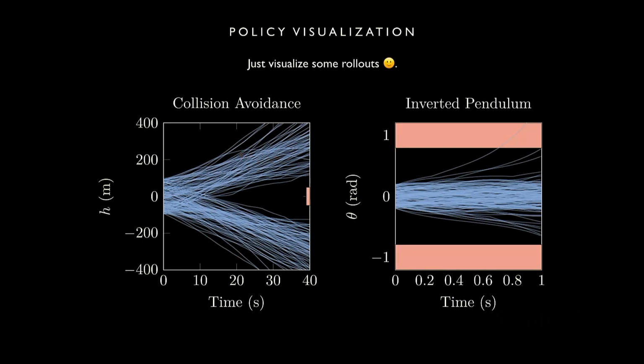And so we can see there's kind of two modes of behavior. It either goes above the intruder or below the intruder. And really, this is one of maybe the first things that you would do when you design a system. You just roll it out and make sure it looks reasonable. Same with the inverted pendulum. We can see, for the most part, it just stays upright with an angle of 0, and then sometimes it falls over.